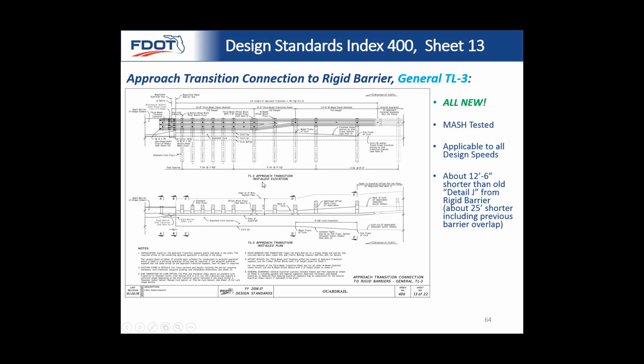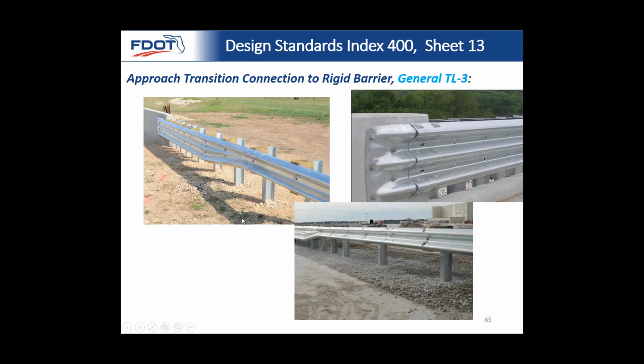This new design is shorter than the previous design, which is kind of nice. And we have a raised alignment curve, which is required to prevent wheel snagging. The section views are on sheet 15. We won't go into too much detail on that, but this is essentially how it looks. This is multiple angles of a crash testing facility, different crash tests.